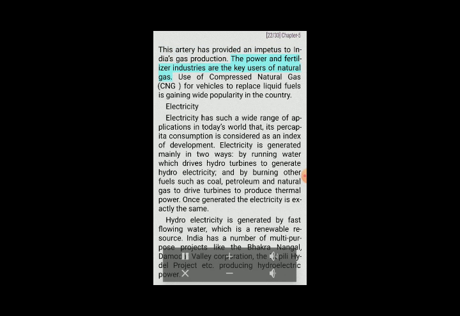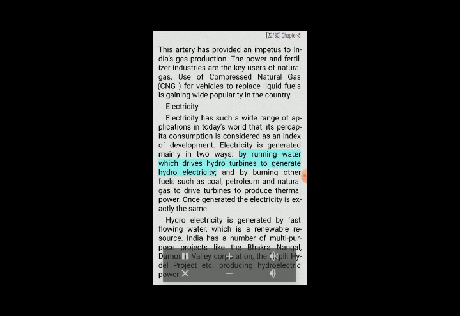The power and fertilizer industries are the key users of natural gas. Use of compressed natural gas, CNG, for vehicles to replace liquid fuels is gaining wide popularity in the country. Electricity. Electricity has such a wide range of applications in today's world that its per capita consumption is considered as an index of development. Electricity is generated mainly in two ways.